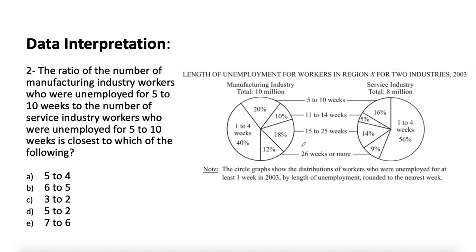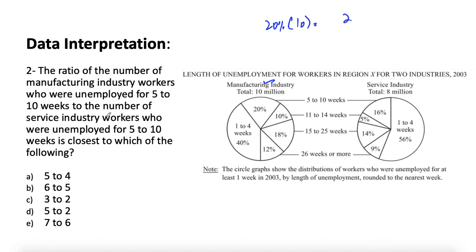Now let's move further. The question asks for the ratio of the number of manufacturing industry workers who are unemployed for 5 to 10 weeks. So what are those? Those are 20% of 10. So we know what 10% is, 1. So 20% of 10 is equal to how much? That is equal to 2.